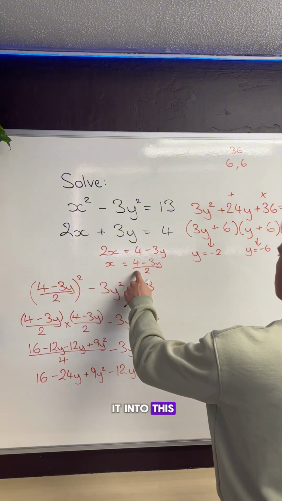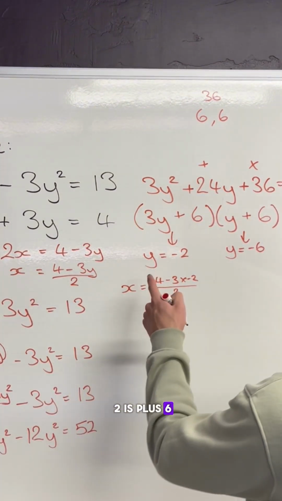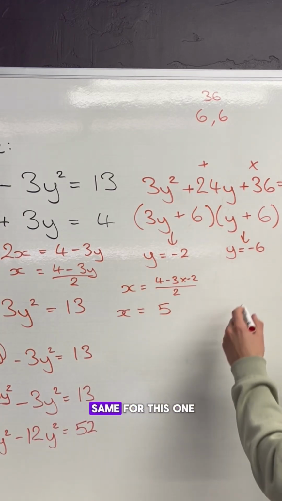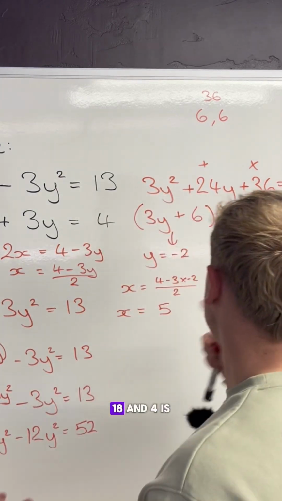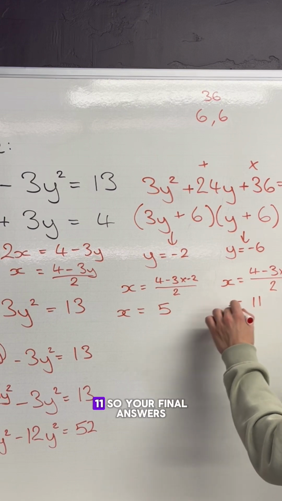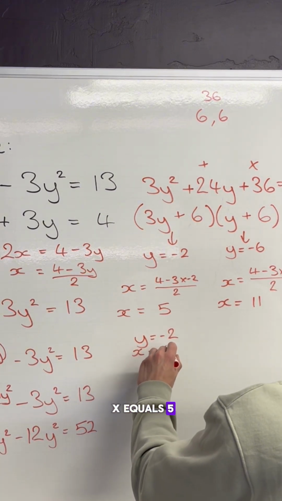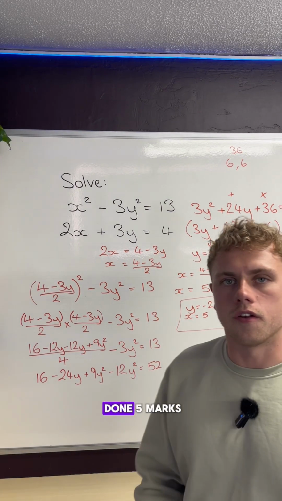So I'm going to sub it into this. Negative 3 times negative 2 is plus 6. 6 add 4 is 10. 10 divided by 2 is 5. Do the same for this one. Negative 3 times negative 6 is 18. 18 add 4 is 22. Divided by 2 is 11. So your final answers, y equals negative 2, x equals 5, y equals negative 6, and x equals 11. Done, 5 marks.